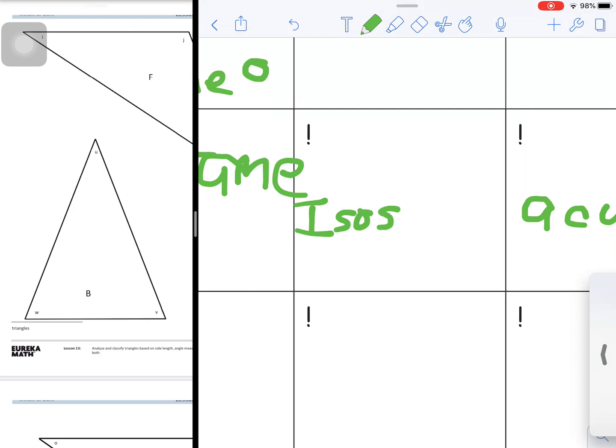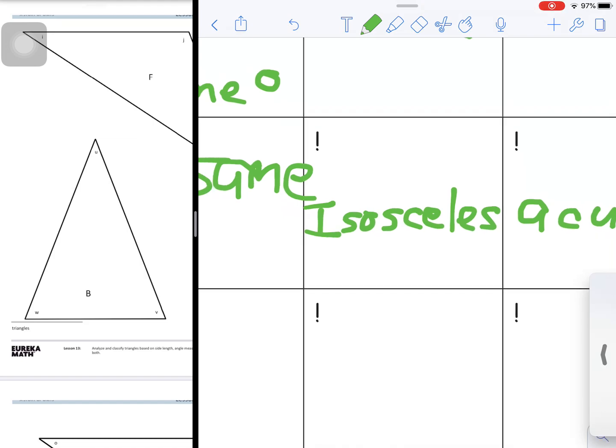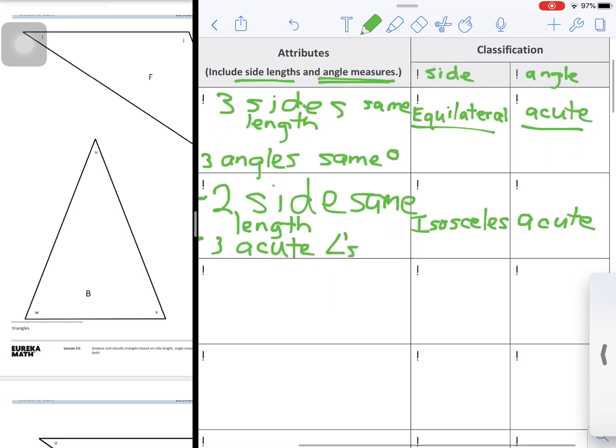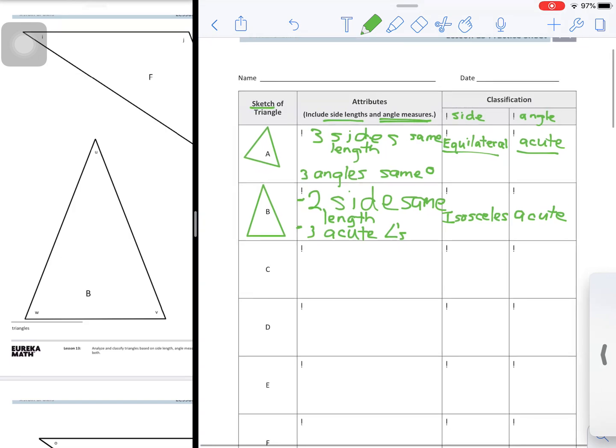Isosceles. Huge word. Isosceles. Say that with me. Isosceles. Say equilateral with me. Equilateral. Say isosceles with me one more time. Isosceles. All right. So we would say that this is an acute isosceles triangle. Triangle B is an acute isosceles triangle.